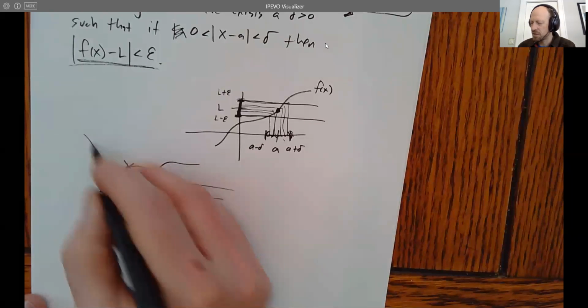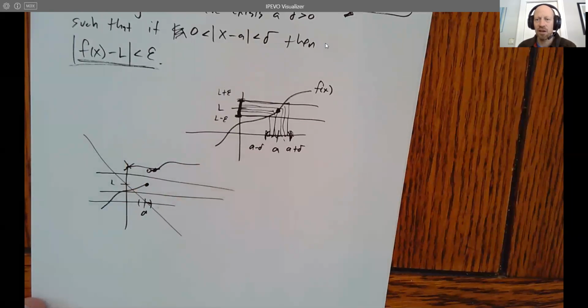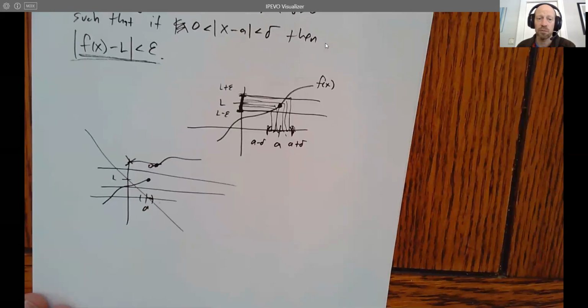So for this, I don't get to say the limit is L because there are certain epsilons where I'm not able to find a delta. I just can't do it. No matter how small I make my delta, it's never going to work.